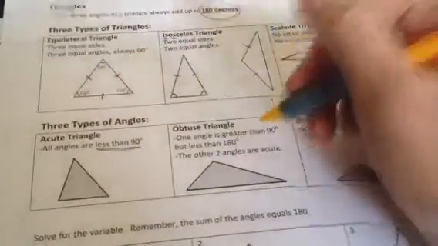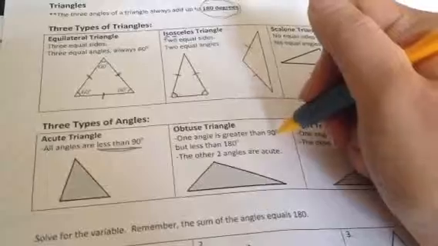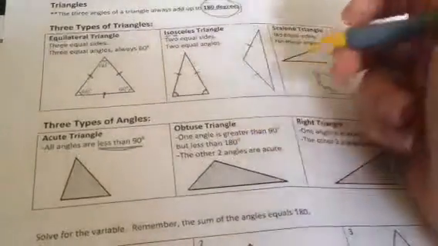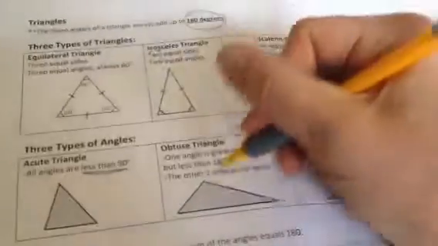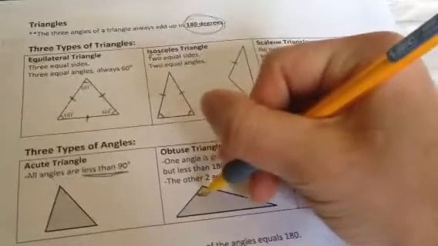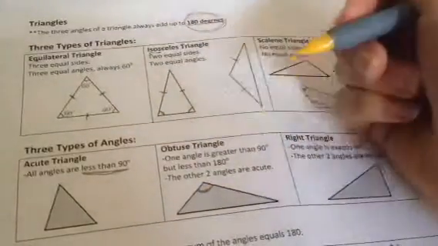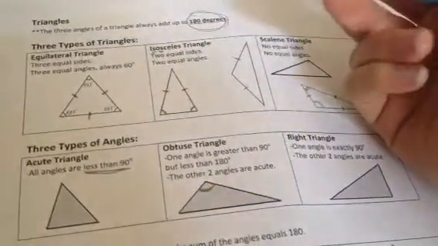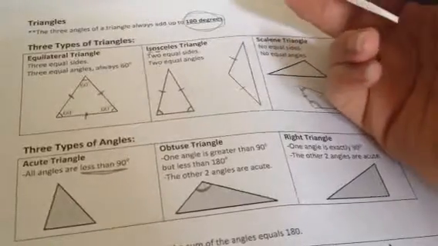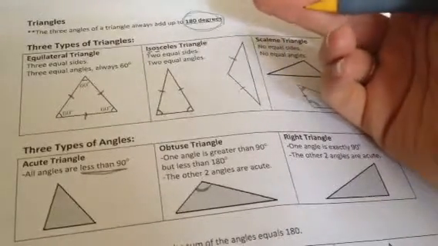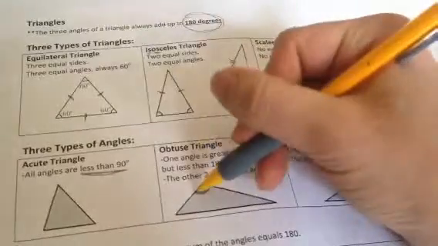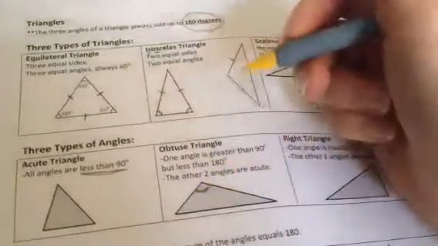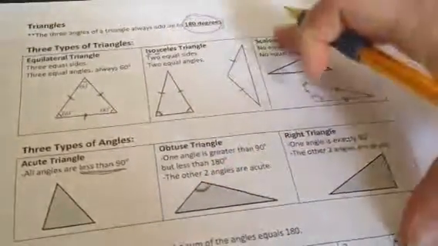An obtuse triangle means that there is just one angle that is greater than 90 degrees but less than 180, or one angle that's obtuse. In this case, it would be this guy right here. The other two angles are just going to be acute because we can't have more than one obtuse angle in a triangle. So even though there's only one obtuse angle, it's still called an obtuse triangle.